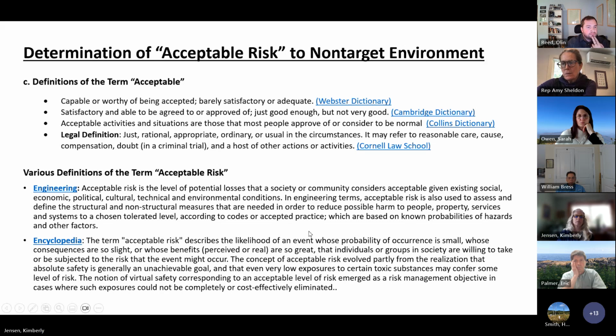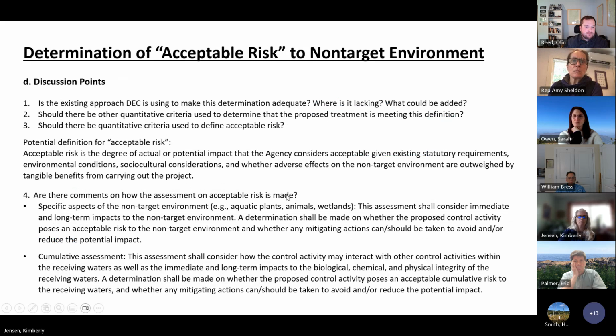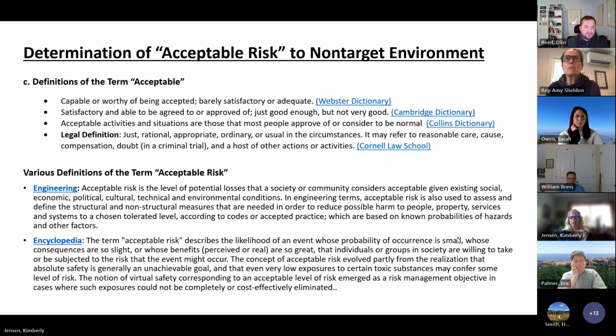So here are some terms of acceptable risk that have been used, both in dictionaries and as acceptable risk in different engineering or organizational contexts. Sorry, I think this was involving an organization. So we can certainly look at trying to define acceptable risk, if that would be helpful, or like you said, the thresholds.